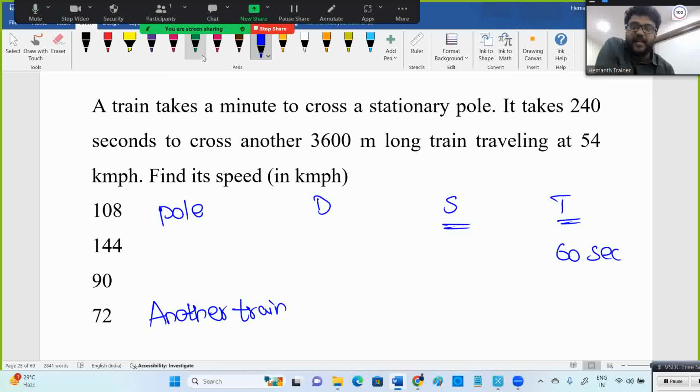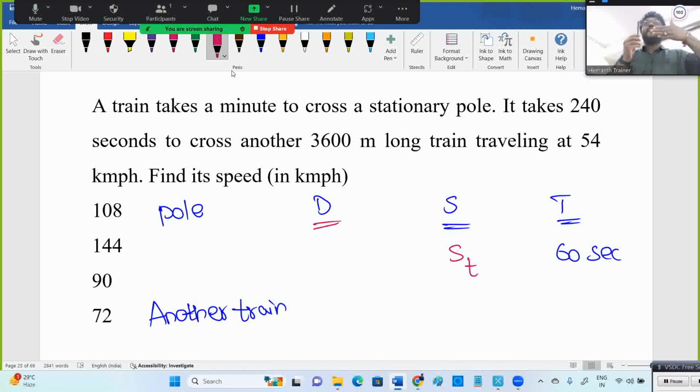Train. So the speed must be the speed of the train only. The pole is stationary. What about distance? When the train is crossing the pole, the pole length is negligible compared to the train length. When the train is crossing the pole, you can consider that the train is exactly in front of the pole, and it should cross. This is the time taken to cross.